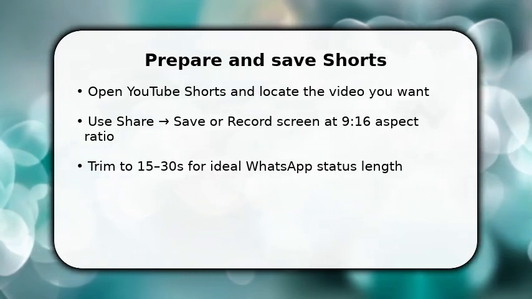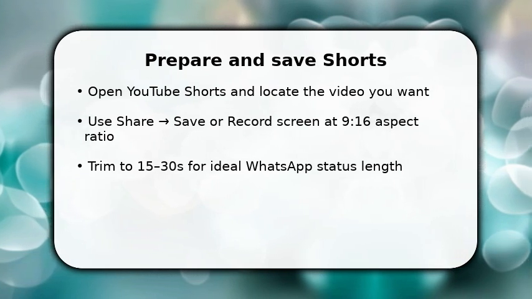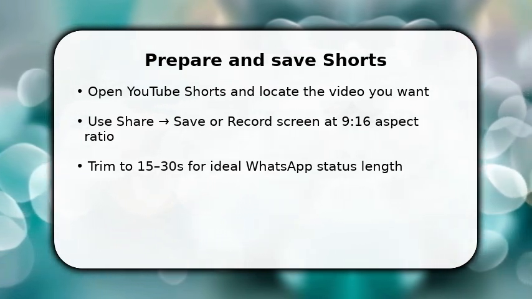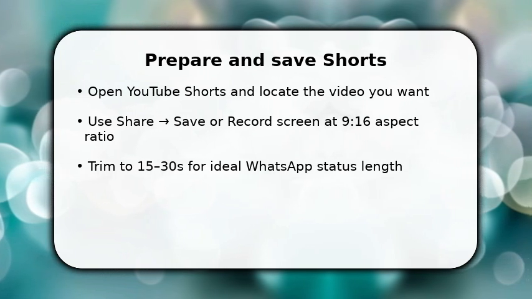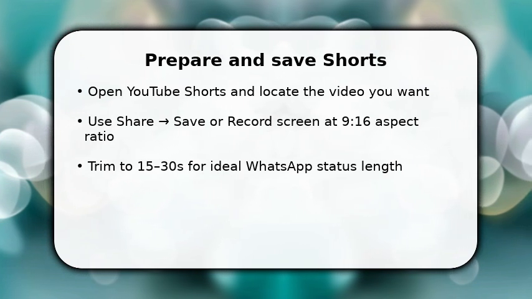Make sure it's between 15 and 30 seconds for best status engagement. This reduces re-encoding and avoids cropping issues later. Now that the file is ready, move to preparing the file format and size for WhatsApp.